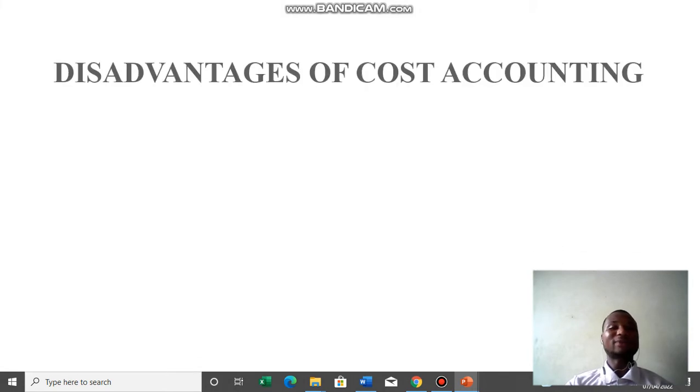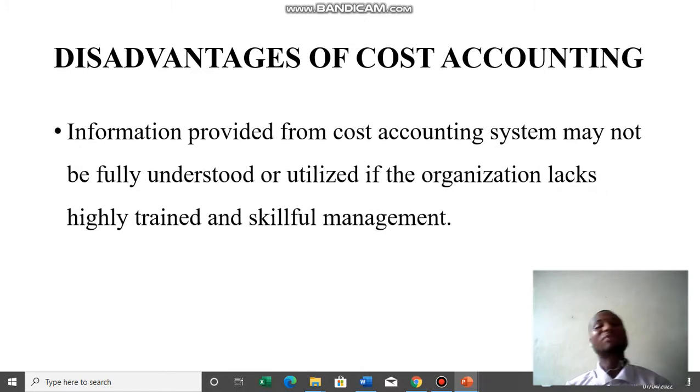Then another disadvantage associated with cost accounting is that the information provided from a cost accounting system may not be fully understood or utilized if the organization lacks highly trained and skillful management. Let's say, not to denigrate anyone, your management is full of scientists, maybe you are working in the medical field or the agricultural sector, where most of the managerial decisions are left in the hands of people with knowledge in agric and sciences. These people might not be highly trained and skillful to handle these cost data.